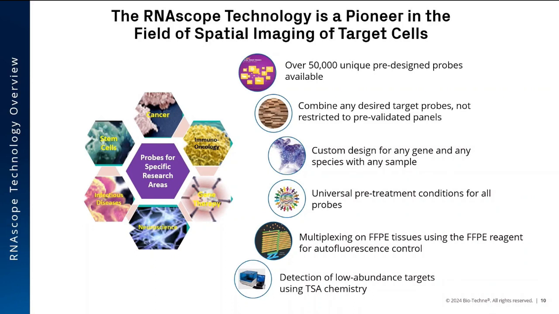Our technology is a pioneer in the field of spatial biology. As of recent, we have reached a milestone of 50,000 unique pre-designed probes that are available in our catalog, which can be mixed and matched as necessary for your study. You can even add a custom design for any proprietary sequence or novel target. All our probes work under universal conditions, so that the same probe can be used across different tissue types and preparations, and for the most part can be multiplexed with other targets as well.